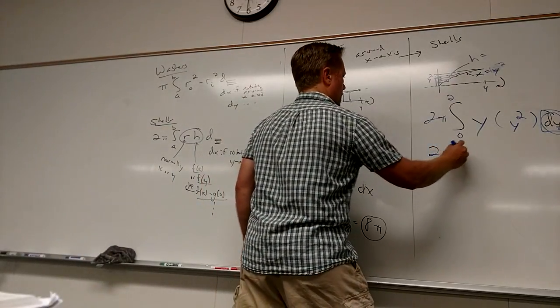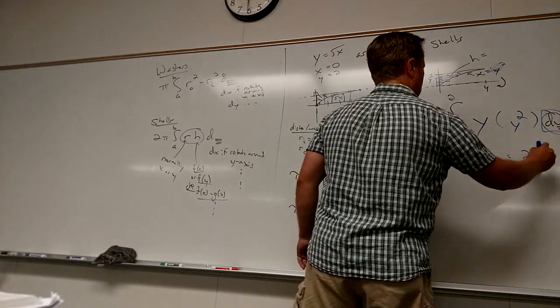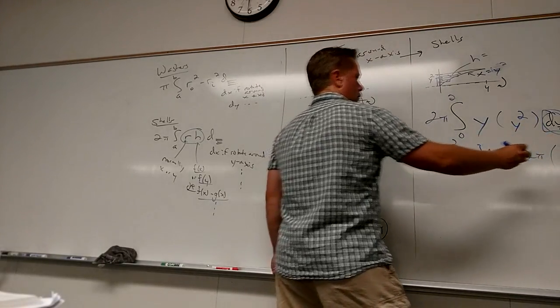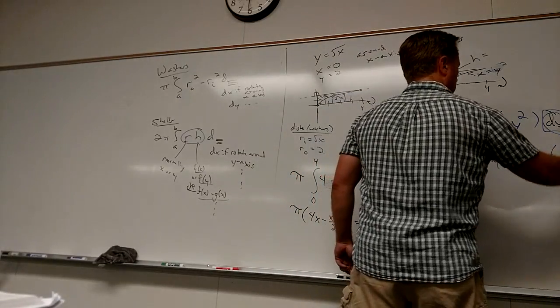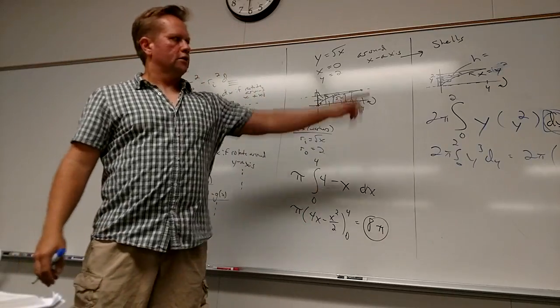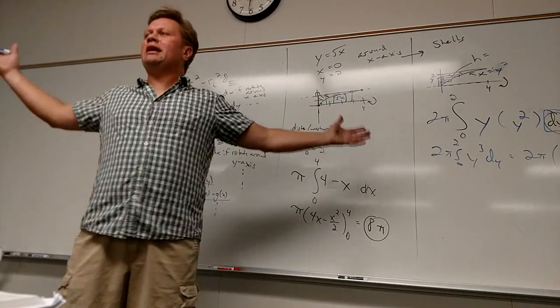So you get 2 pi, 0 to 2, y cubed. 2 pi, what's the integral of y cubed? 1/4 y to the fourth, and so forth. I like it. From 0 to 2. So I get 2 to the 4th is 16, divided by 4 is 4, times 2 is 8 pi.